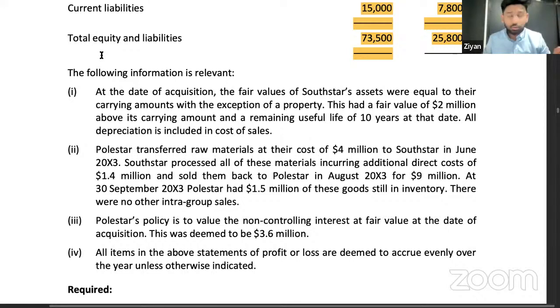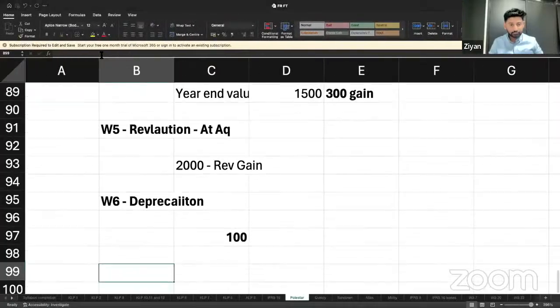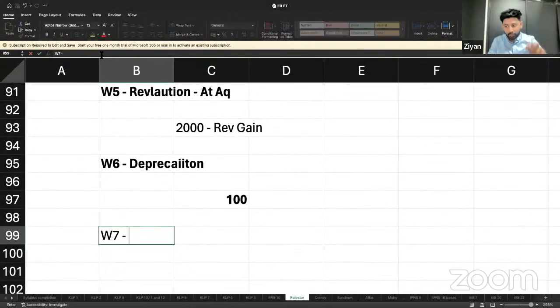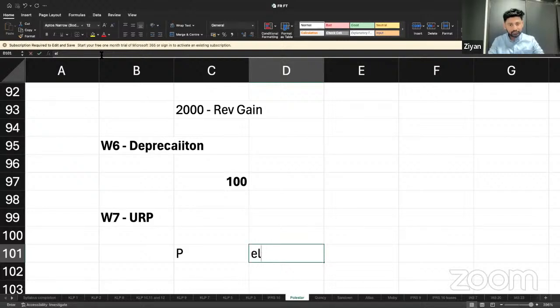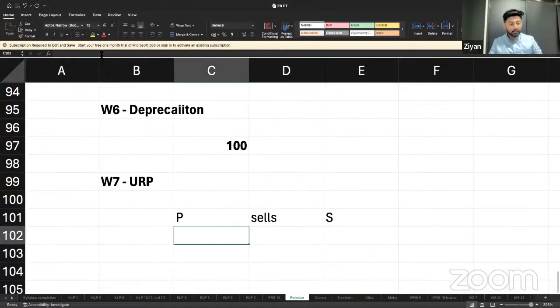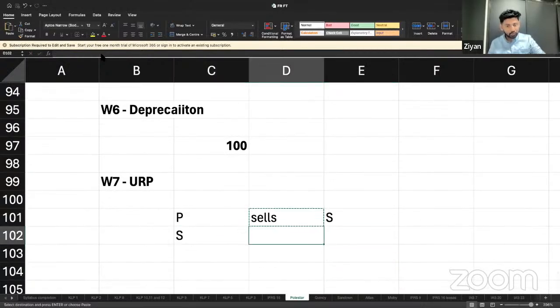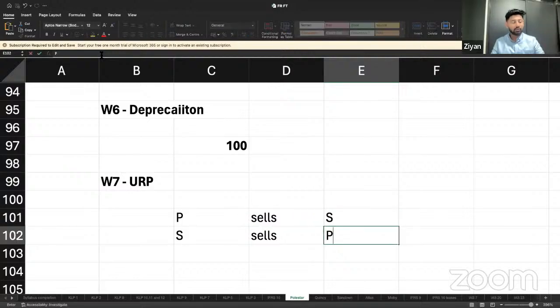So technically, Polestar transferred raw materials at their cost of 4 million to Southstar in June. Southstar processed all of this, incurring additional direct cost of 1.4 million, and sold them back to Polestar. You understand my point? So in working 7, it's going to be URP. Hold on, give me time. Look here: P sells to S, and then S sells back to P. Look at the way it's connected.